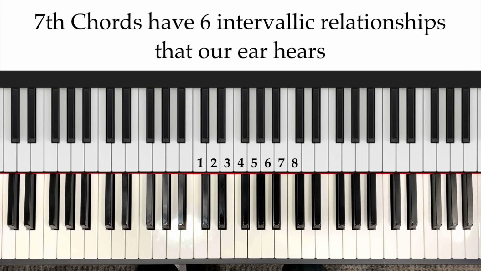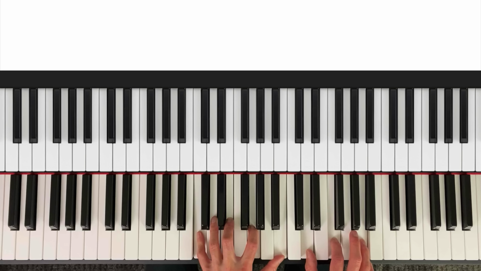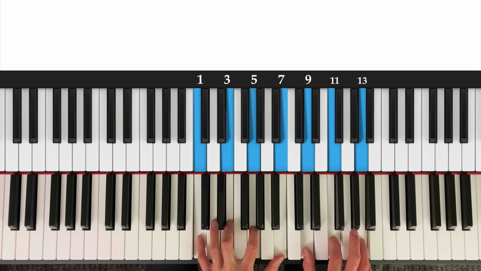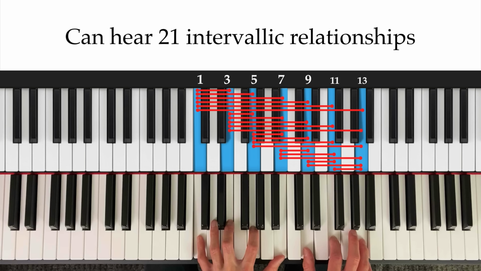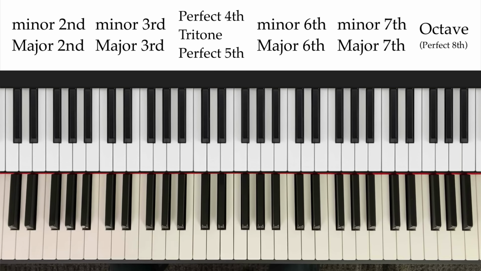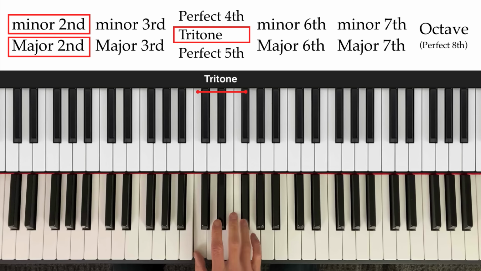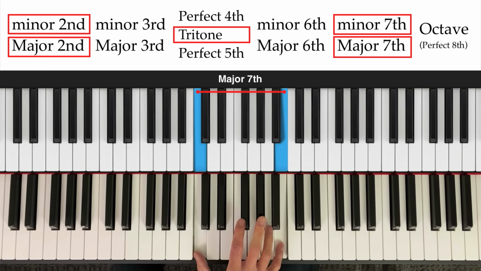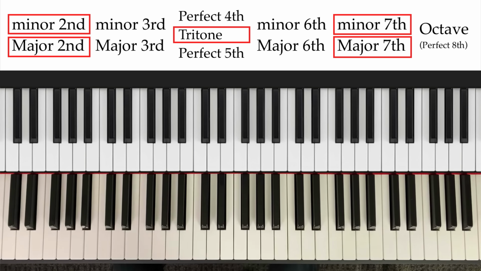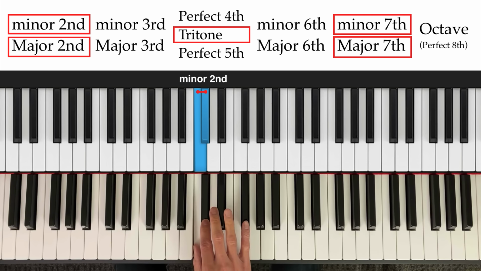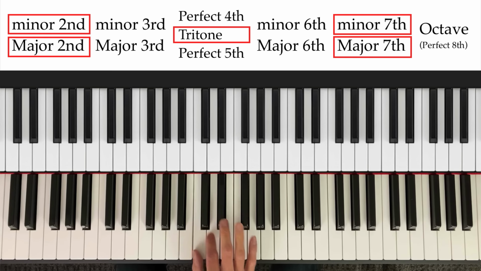So you're hearing all of those interval relationships when you hear a seventh chord. When you add the 9, 11, and 13, you're hearing 21 intervallic relationships at the same time. So here's all our intervals again. The dissonant intervals are minor second, major second, tritone, minor seventh, and major seventh. Note that there are degrees of dissonance. This minor second feels more dissonant than this major second.